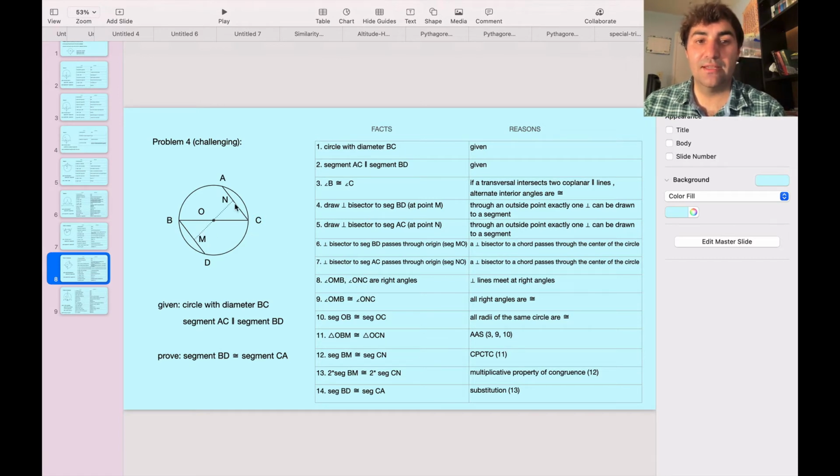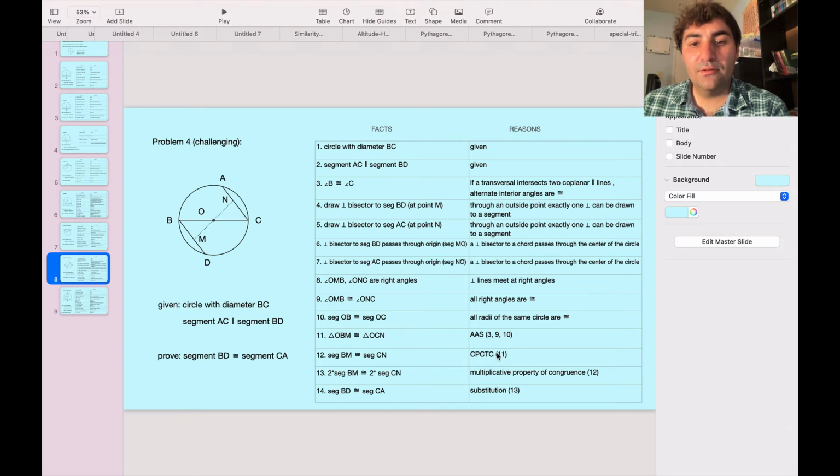So this angle and this angle are both right angles. And we know that all right angles are congruent, so angle OMB is congruent to angle ONC. We know that segment OB is congruent to segment OC because all radii of the same circle are congruent, right? Point B and point C are points on the circle, and point O is the center, so segment OB and segment OC by definition are radii, right?